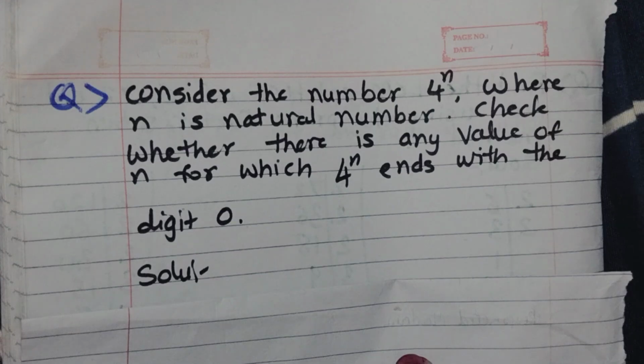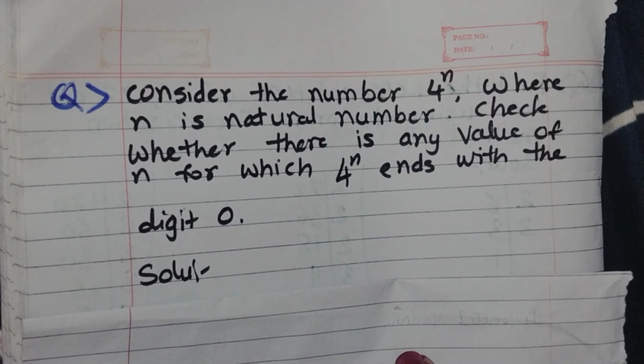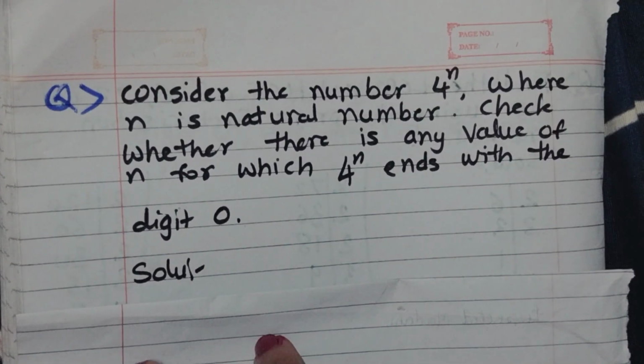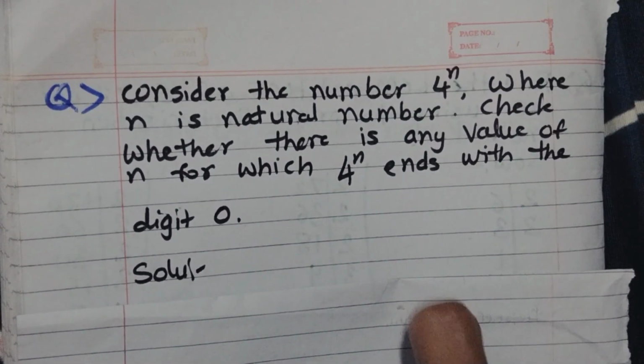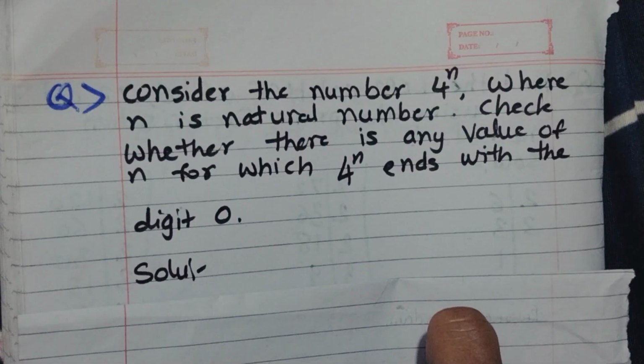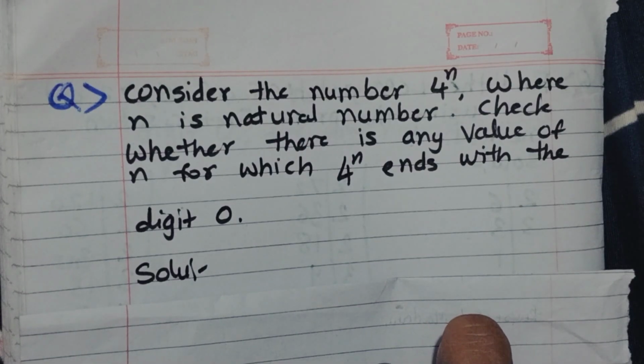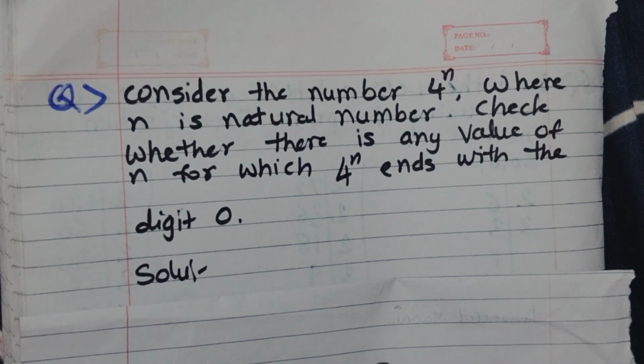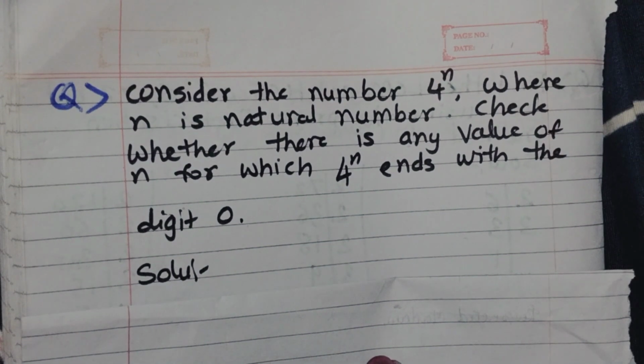Question is, consider the number 4 raised to n where n is a natural number. Check whether there is any value of n for which 4 raised to power n ends with the digit 0. So in this question, we have to check whether 4 raised to the power n ends with the digit 0 or not.